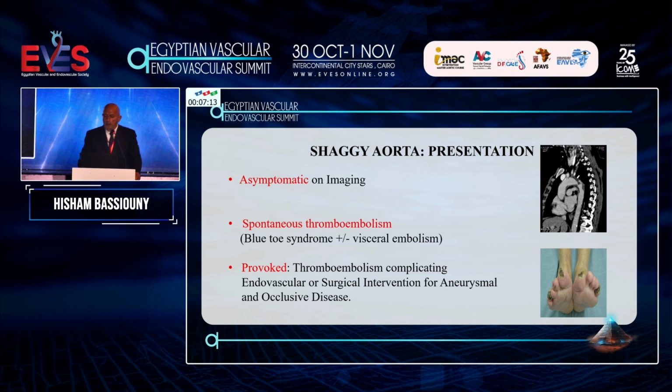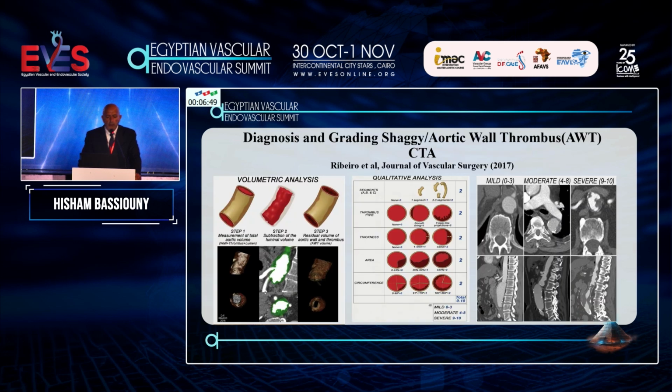Well, we often encounter aortic thrombus or a shaggy aorta, which is asymptomatic on imaging, whether it's CTA or duplex or MRI. It can induce spontaneous thromboembolism with a blue toe syndrome and visceral embolism. And again, as I said, it could provoke thromboembolism by endovascular or surgical intervention. The fact of the matter is there is no level 1 evidence that guides therapy for a shaggy aorta.